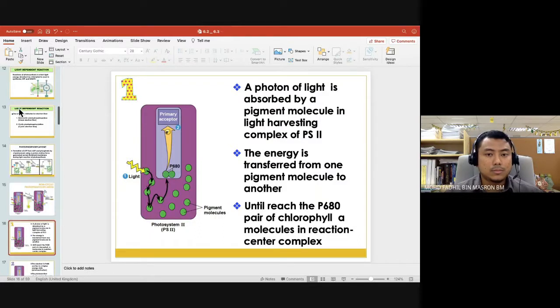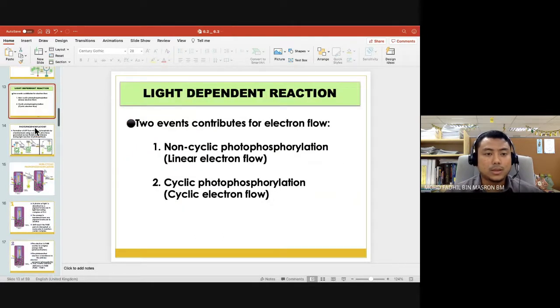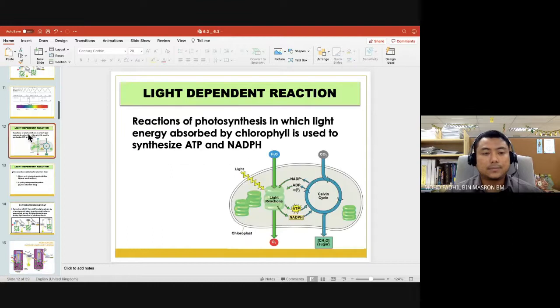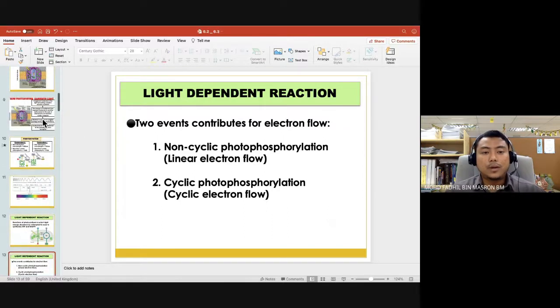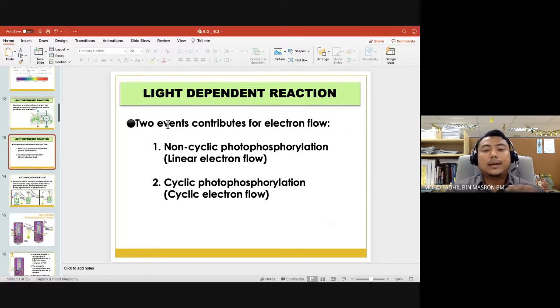Where am I just now? Okay ni. Oh sorry. Ini. Kan. So light dependent reaction ni yang kita bincangkan tadi, photophosphorylation itu tadi. So dia ada dua event. Photophosphorylation ni ada dua, non-cyclic dengan cyclic. Apa dia tu? Okay, so non-cyclic adalah linear electron flow. Linear ni maksudnya berterusan, dia tak ada di cycle, tidak di kitaran semula. Kalau yang cyclic ni, dia di kitaran semula, cyclic electron flow.